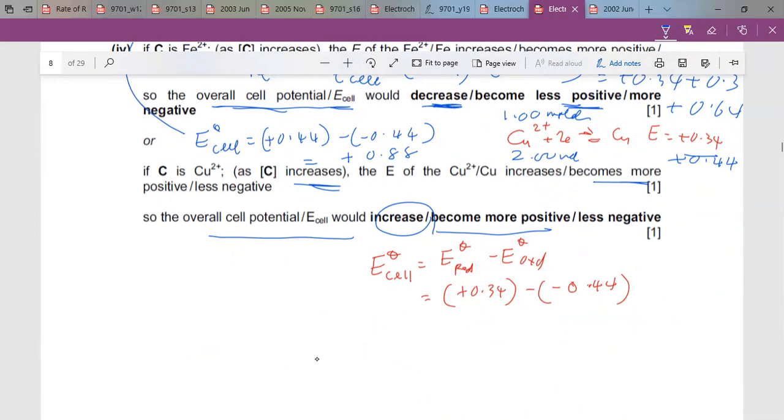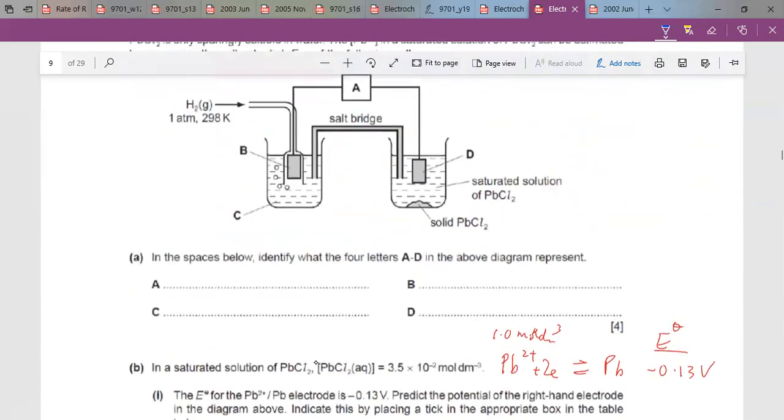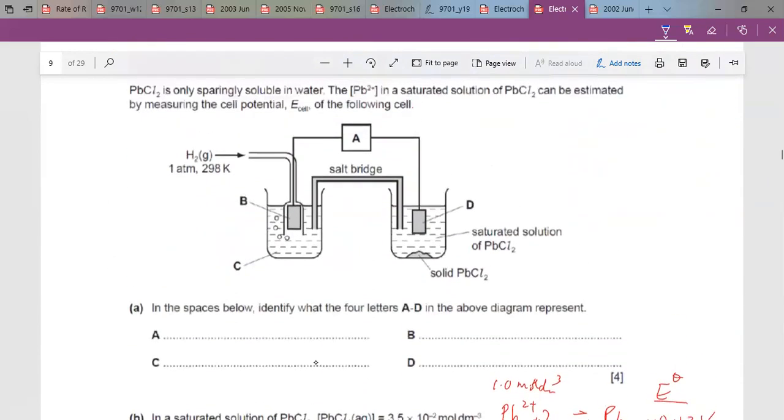Now let's get more examples. Here, PbCl2 is only sparingly soluble. Silver chloride and lead chloride are very insoluble. In Form 5 syllabus, they're insoluble salts. So it will form a very low concentration of Pb2+, much lower than 1 of course. Very small, saturated. So you want to estimate from this whole thing here.